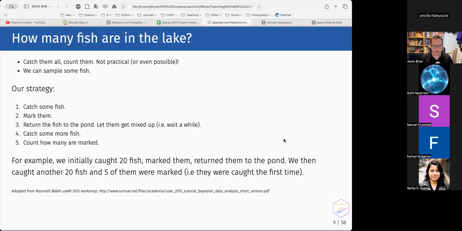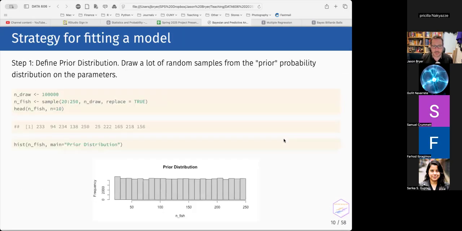Let's suppose I do this. I go out, I catch 20 fish, mark them, put them back in the pond, go back out sometime later, catch another 20 fish, and 5 of them are marked, meaning 5 were caught a second time. This is the only information I have, and from this, I want to estimate how many fish are in the pond.